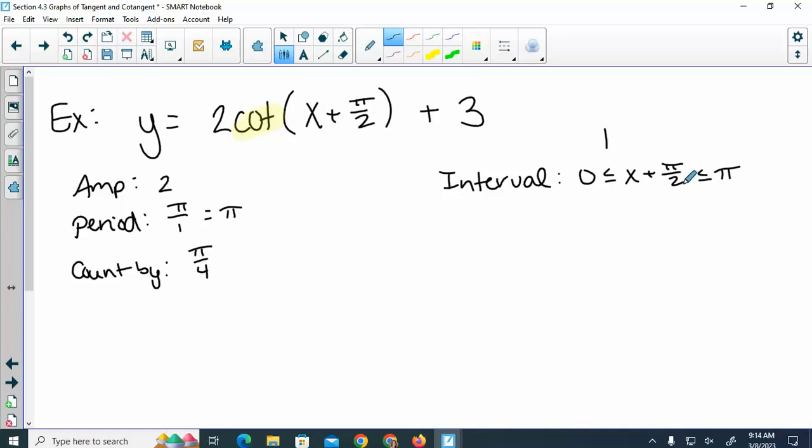So this time we have to solve for x, so subtract your pi over 2, so you get negative pi over 2, positive pi over 2. And what is the one other thing going on in this graph? You're moving it up 3. Did you guys get that information?